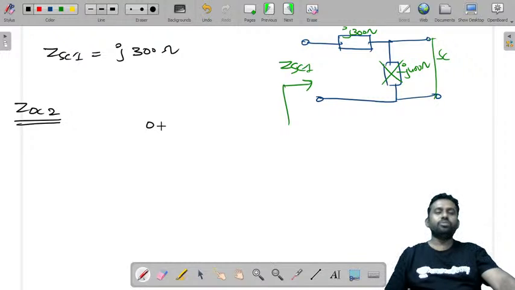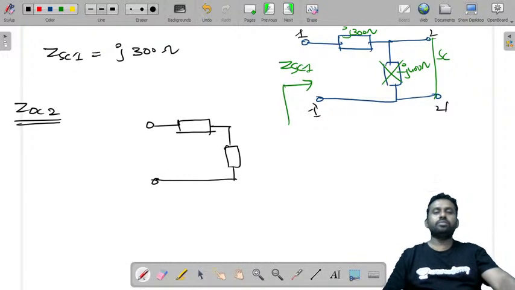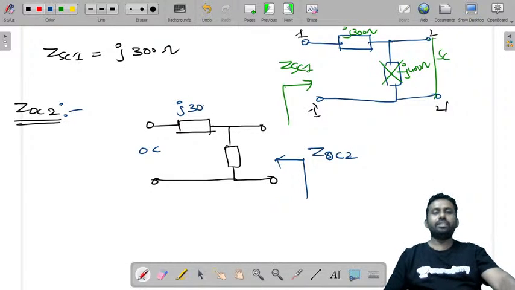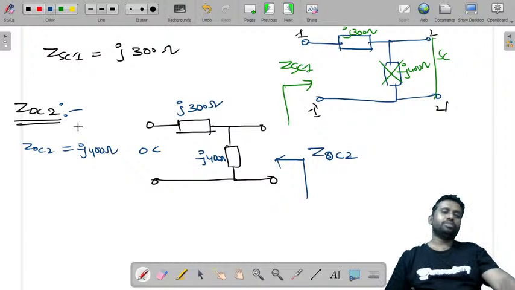Similarly, let's try to find ZOC2. Let us consider this is the 1 dash port, so that is the reason for ZOC1, and this is 2 dash. So you are finding impedance across these terminals. Now when it is ZOC2, this must be open circuit. So ZOC2 is minus J400 ohms.